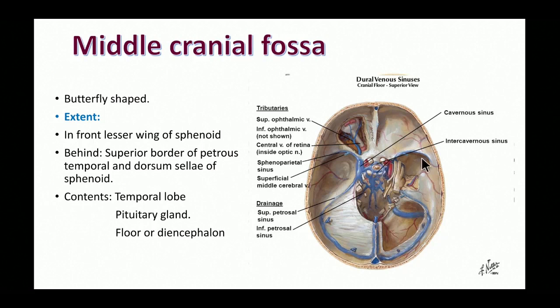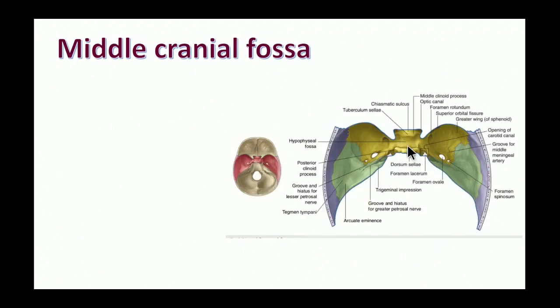So these are the contents: temporal lobe, pituitary gland, Gasserian ganglion, cavernous sinus, and the floor of the diencephalon resting in the midline. These are the very major structures which you come across as contents in the middle cranial fossa. So the middle cranial fossa alone has been shown in this picture. As I told you, it is mainly formed, the lateral wall, by the greater wing of the sphenoid, the internal aspect of the squamous part of the temporal bone, and then the petrous part of the temporal bone.